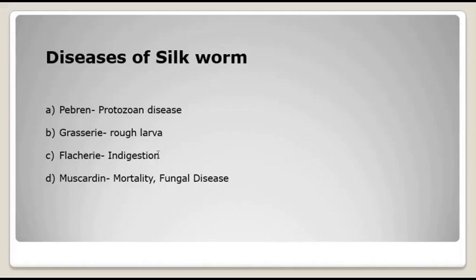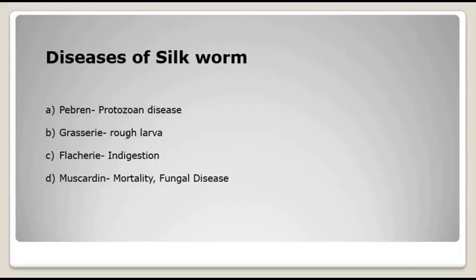Then the second one is grasserie. In this case, the larval skin becomes rough and some kind of bristles appear over the larval skin. If the larval skin appears rough and some spots or bubbles appear over it, then it is suffering from grasserie. The saliva becomes very thick and yield is again minimized. The quality and quantity of the cocoon is reduced. So that again is hazardous to the sericulture industry.